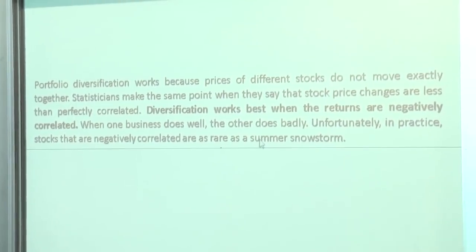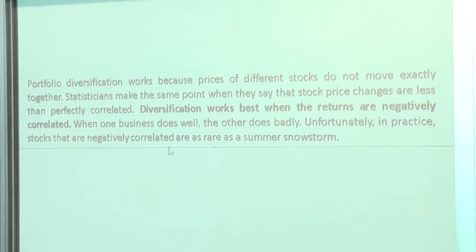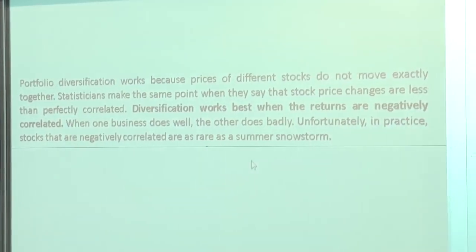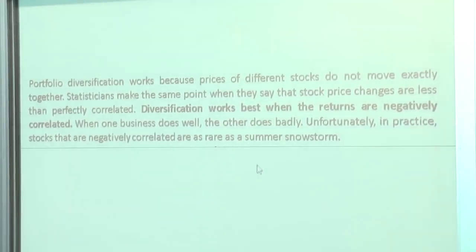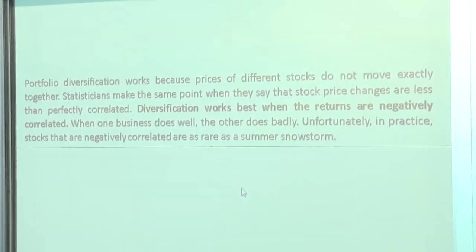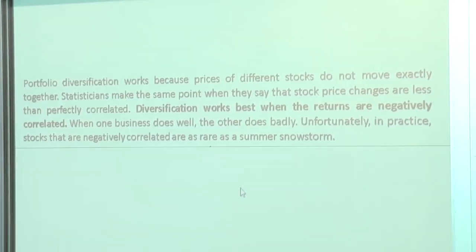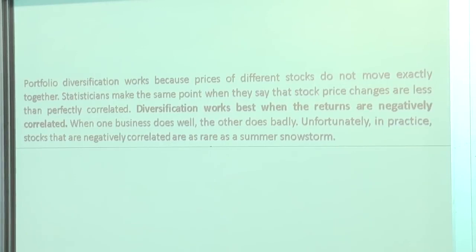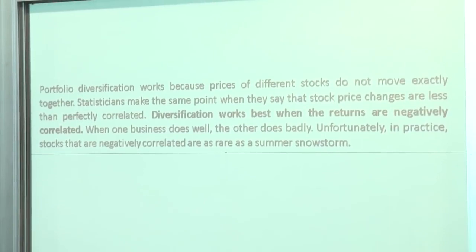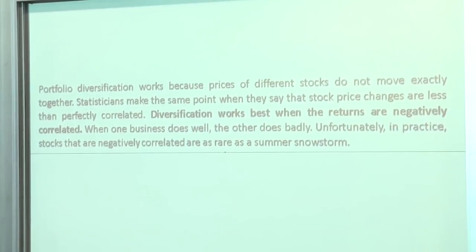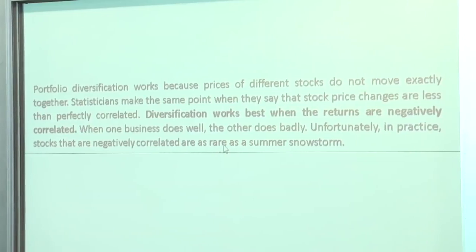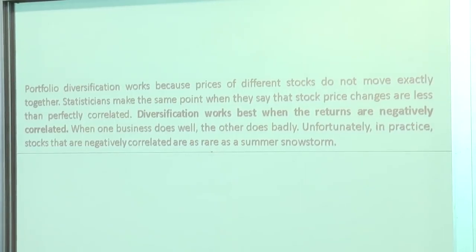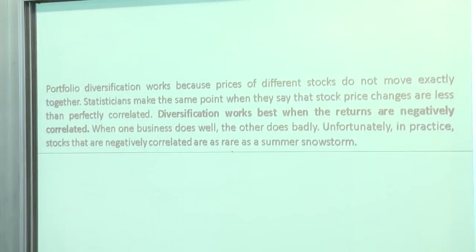When one business does well, the other does badly. Unfortunately, in practice, negatively correlated stocks are as rare as a summer snowstorm. Because each asset is more or less related to the macroeconomy, right? There are some businesses that sometimes do well during a recession, say movie tickets. People lose their jobs, but they still go to the cinema and watch movies. So the entertainment industry may perform a little strongly during recessions. And some relatively cheap makeup products become very profitable during recessions. But generally, most of the assets move together, positively with the macroeconomy, right?